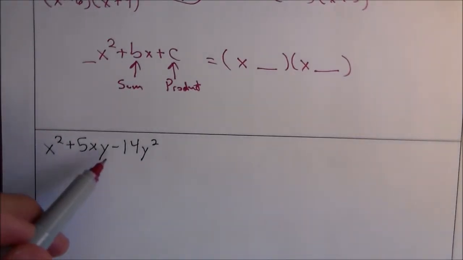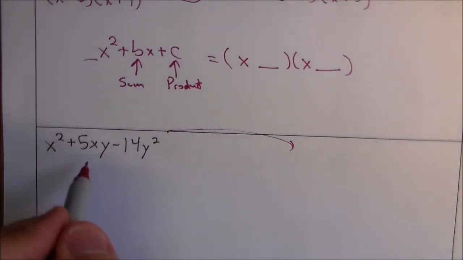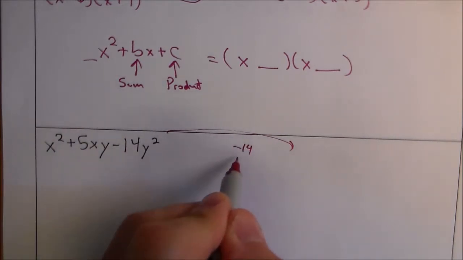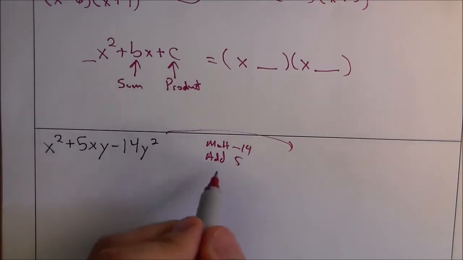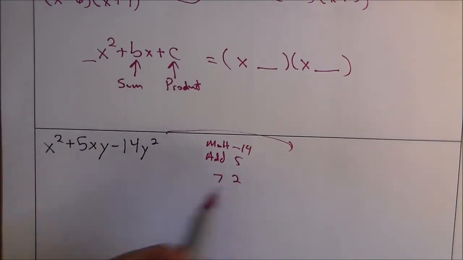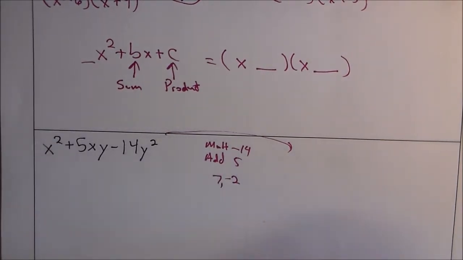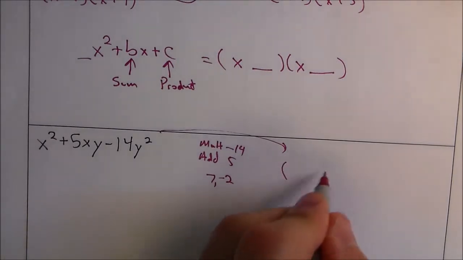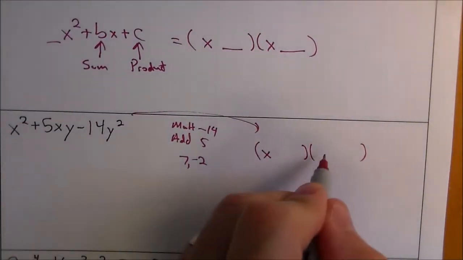x squared plus 5xy minus 14y squared. We'll do the quick version and then we'll do the long version just to make sure it still works. So over here we'll do the quick version. So I have negative 14 and 5. So multiply, add. Negative 14, I'm thinking 7 and 2 are a good choice. I want to make the 2 negative because 7 minus 2 is 5, but they do multiply to a negative 14. So we're guessing here that x is the lead term.